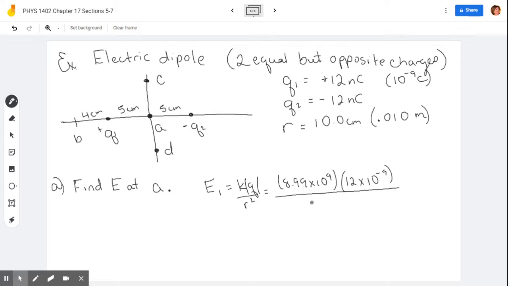And then the distance, 0.005 meters. I think I accidentally changed my problem. Let me go fix it so it's like what it was in your notes. This was, let's see. Oh, I didn't change the problem. I just wrote something wrong here.